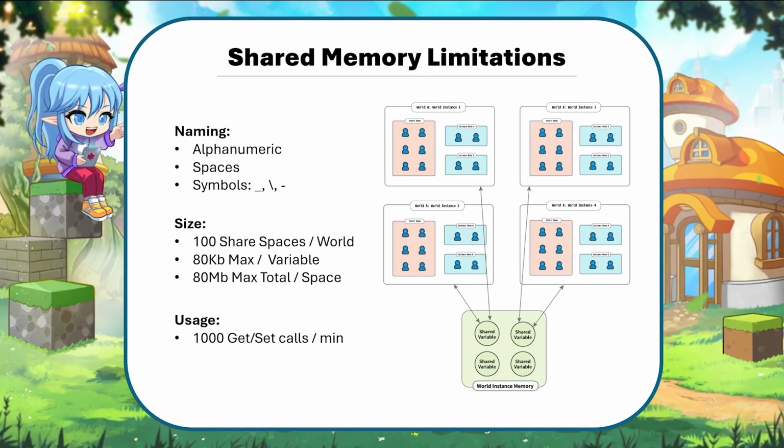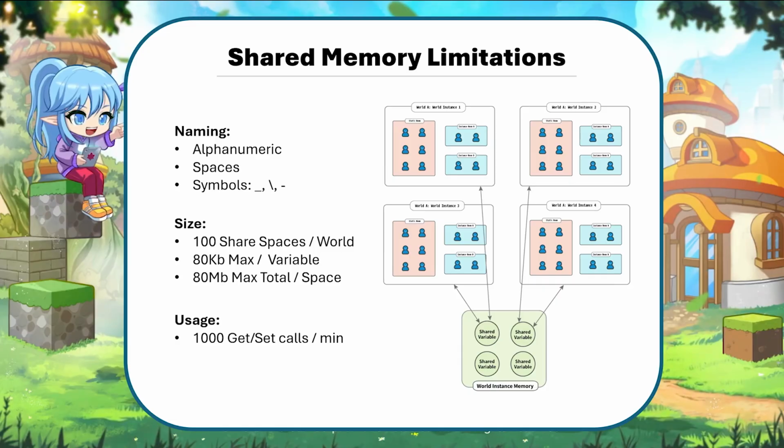There are certain limitations with shared memory. First, we have the naming convention. We can only use alphanumeric letters and numbers for the variable names. We can use spaces, and we can only specifically use the underscore, the backslash, and the dash symbol for the naming. We also have size restrictions, so we can have 100 shared spaces per world.